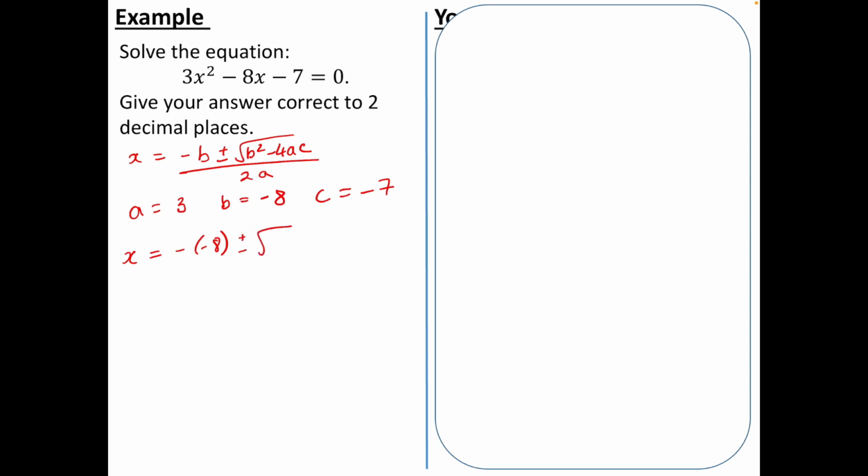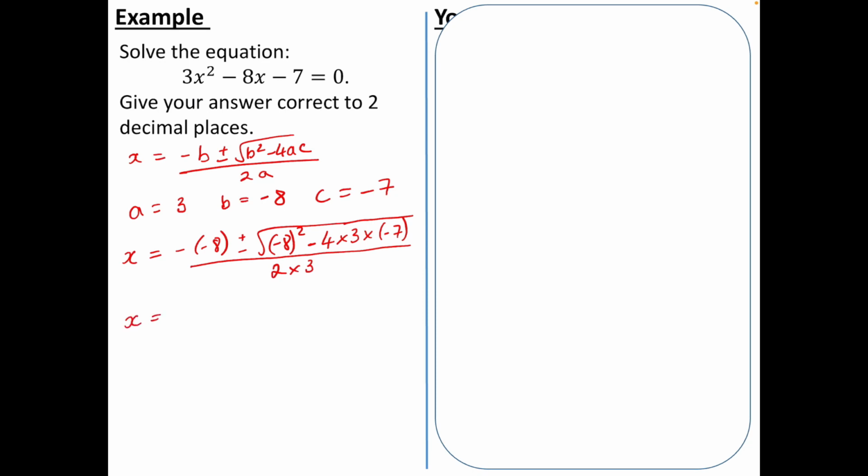Then plus or minus the square root of b squared. Again, I'm going to put it in brackets, so I know that I'm squaring that negative as well. Then subtract 4 times a, where it's 3, times c, where it's negative 7. And then want to divide by 2a, where a is 3.